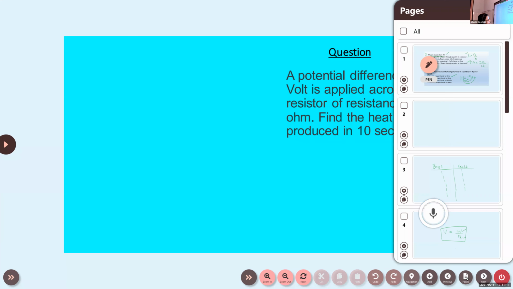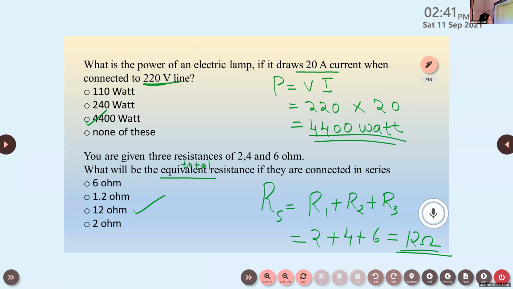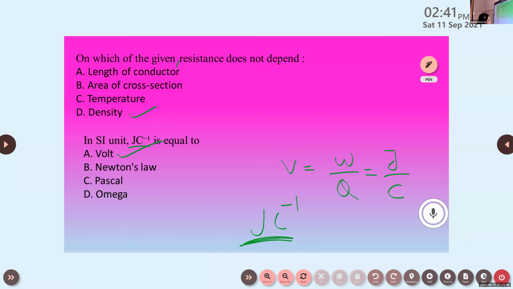So now what about our point 11? Boys scores 1, 2, 3, 4, 5, 6. I think it will be wrong. Girls 1, 2, 3, 4, 5. Okay. Now we have 2 more problems.